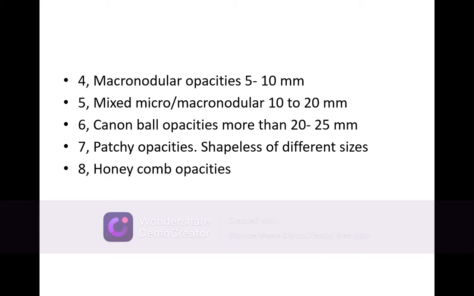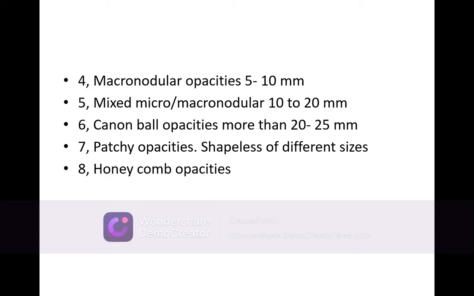Mixed micronodular opacities, where there are different sizes of opacities, can be from 10 to 20 millimeter. Cannonball opacities are more than 20 to 25 millimeter. If they are 25 millimeter in diameter and without specific shapes, they are called cannonball opacities.